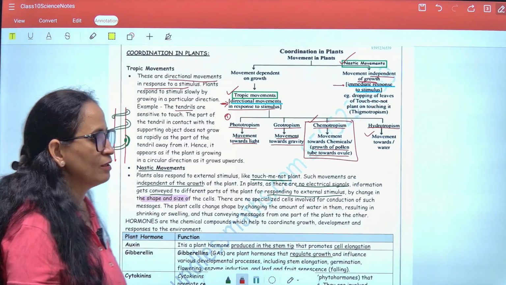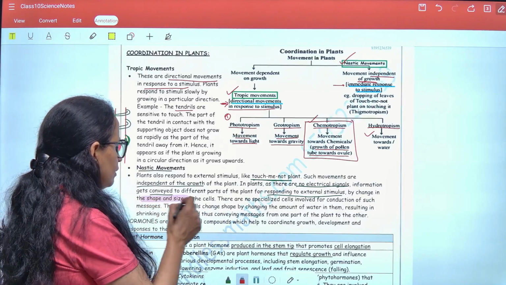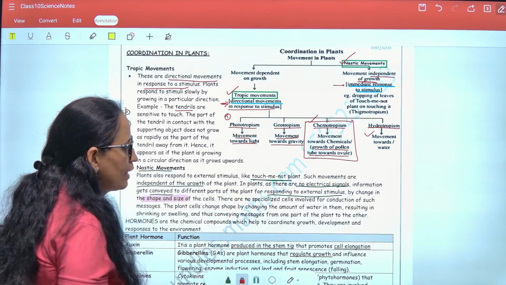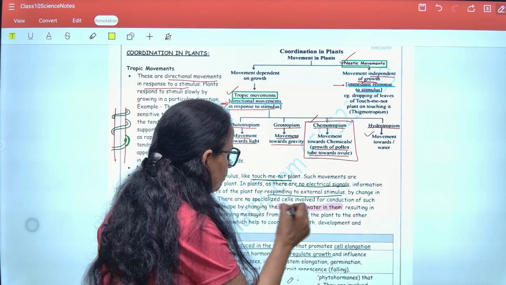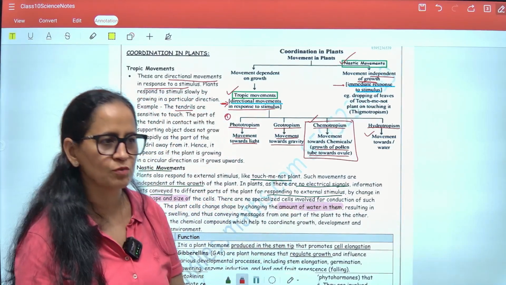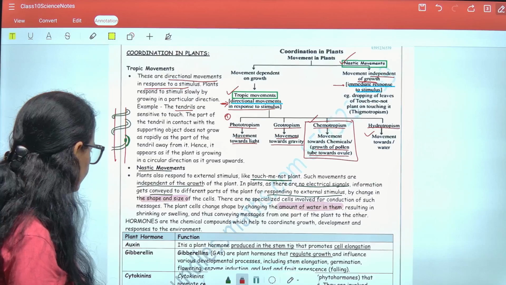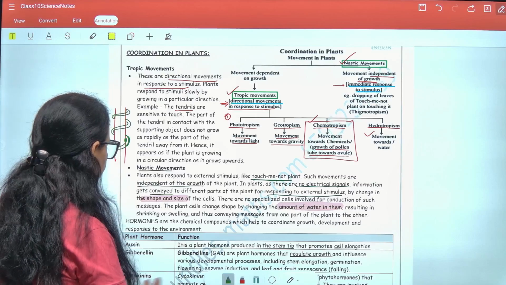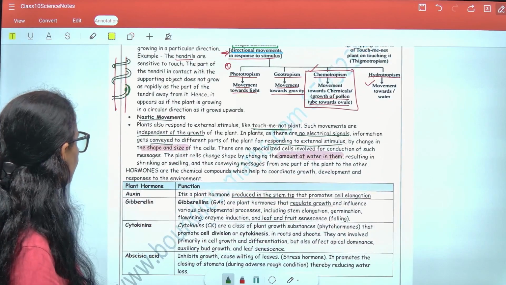There are no specialized neurons for conducting, but these messages are conducted by changing the shape and size of the cell by regulating the amount of water in them. So either the cell is going to absorb more water or it is going to lose water and then respond to the stimulus, right?